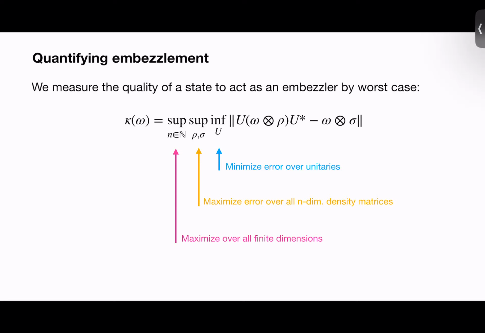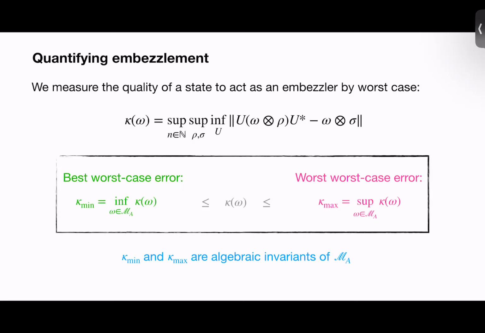Once we have this quantification, we can also look at the best and worst case error over states. We take the infimum over all states on our algebra, or we take the supremum over all the states in this algebra. These two quantities, kappa min and kappa max, are what I will care about in the rest of the talk. Indeed, with this, we can already state our main result.